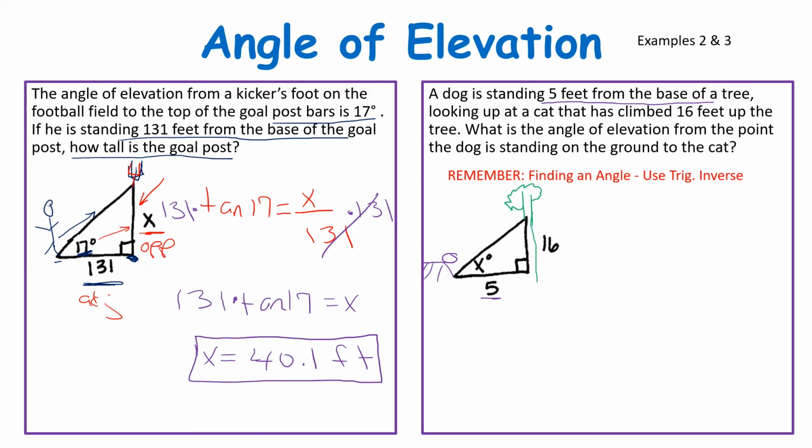All right. And looking up at a cat, so his angle of elevation will be here. That has climbed 16 feet up the tree. What is the angle of elevation from the point the dog is standing on the ground to the cat? And so our cat would be up here somewhere. Yeah, I know it looks just like the dog, but that's the cat that he's looking at. And so we're looking for the angle of elevation.